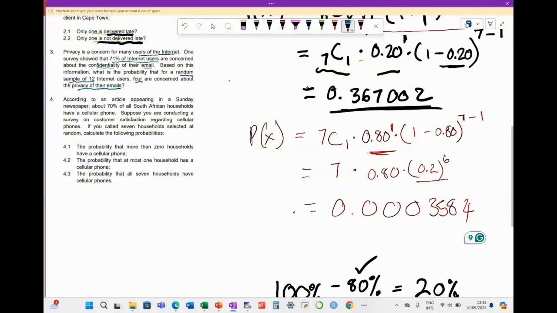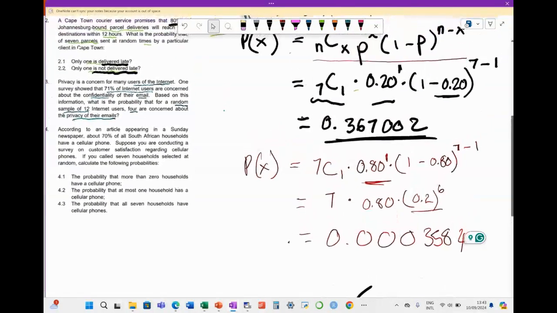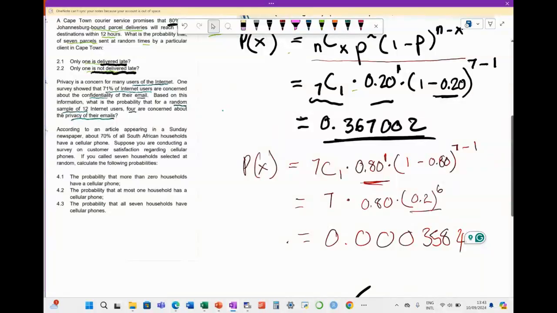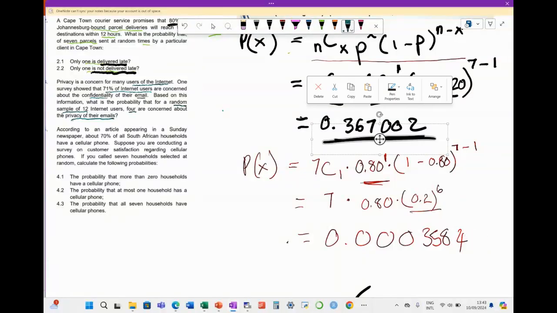So again, we want to use the binomial because again, what are we assessing? Either you are concerned about your emails regarding privacy or you are not, isn't? And they've given us a sample. So here, let's quickly calculate.